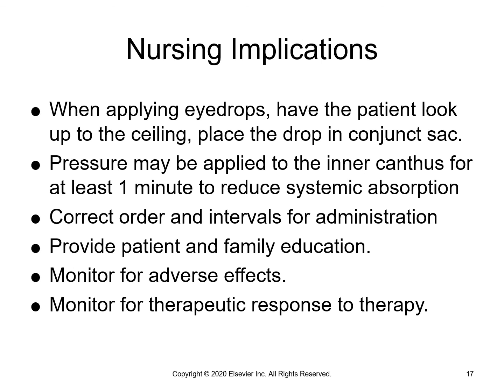So just a few aspects of administering ocular drugs that I wanted to review. You do want to have your patient tilt their head back or lean back, and look up at the ceiling. When you're placing the ophthalmic medication in, you want to place it in the conjunctival sac and apply pressure to the inner canthus for at least 1 minute to reduce systemic absorption. And that can really help with some of those systemic side effects that we talked about with some of the classes of drugs.